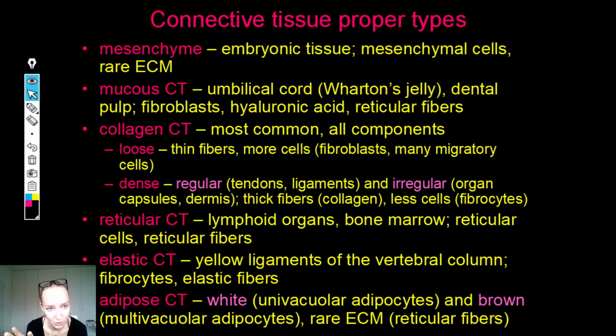Then we have, so we covered mesenchyme, mucus, collagen, and then we have this reticular connective tissue, which can be found in lymphoid organs and also in the bone marrow. That's why this reticular connective tissue is creating a stroma for the lymphoid organs. For example, in a lymph node, we have this stroma that is created with reticular connective tissue. Imagine it like reticular cells with reticular fibers. That's the reticular connective tissue. And the parenchyma of a lymph node is created by lymphocytes or immune cells in there. So reticular connective tissue is just stroma.